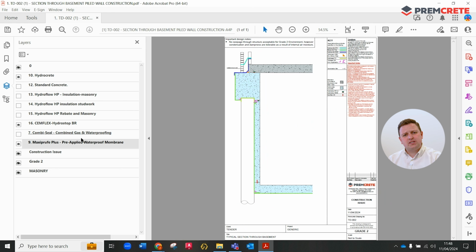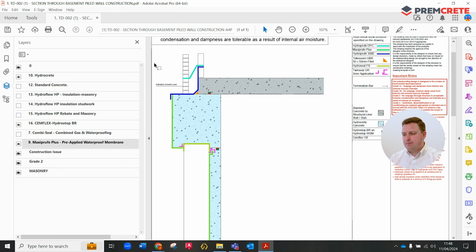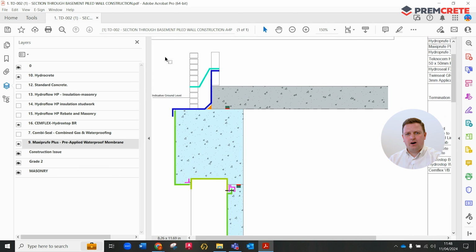As you can see, once the layer is turned on, you may be familiar with the typical location and positioning of this membrane. But a normal challenge can be understanding the interface between a secant or a contiguous pile and the capping beam. Here you can see the cementitious coating, the HydroSeal FX, as per the key on the right hand side, being applied to the top of the pile head.